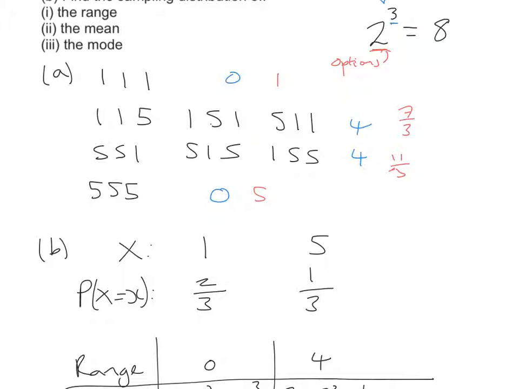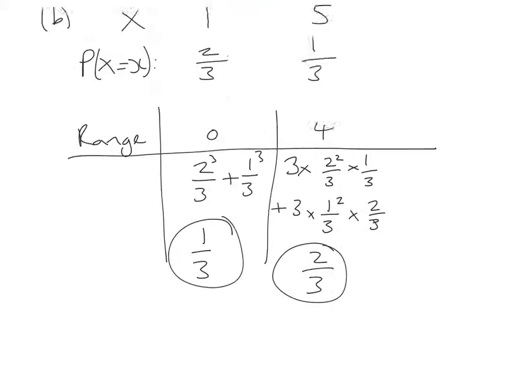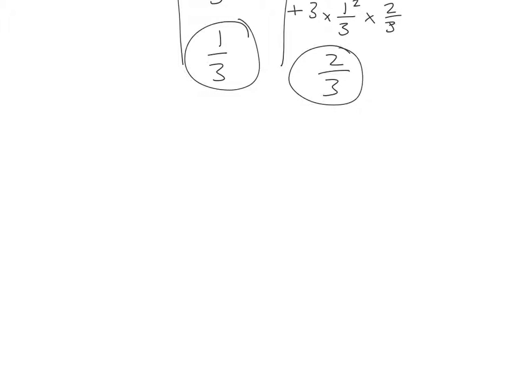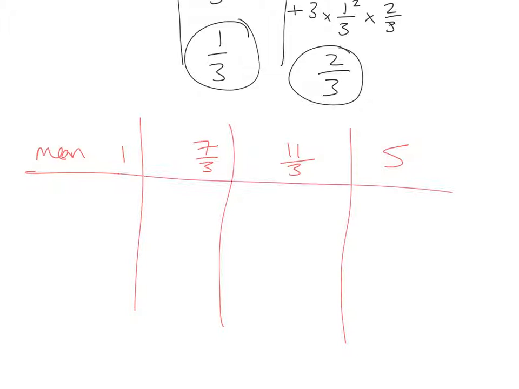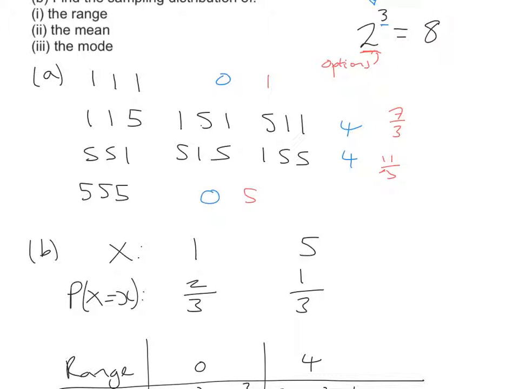So we need to work out the probability of each of those happening. Again, I'm going to make a table similar to this to divide up the work. So you can say that the mean is either going to be 1, 7/3, 11/3, or 5. Again, I'm going to divide it up. So the probability of it being a 1, go back, the probability of this happening is 2/3 to the power of 3.